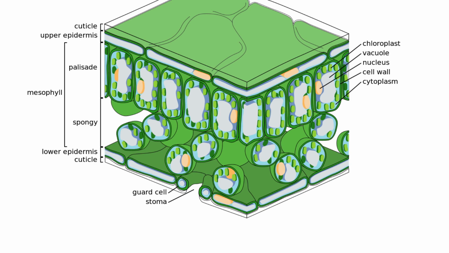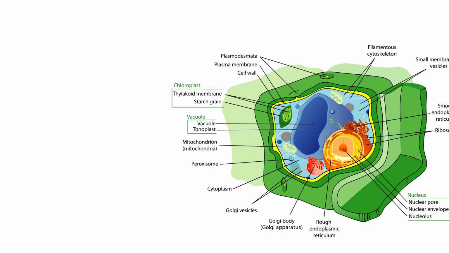To open and close those stomata, we have cells called guard cells, and basically what they do is they allow that carbon dioxide to come in, but they keep the plant from releasing too much water. This is especially important if you're a plant that lives in a much more dry environment.